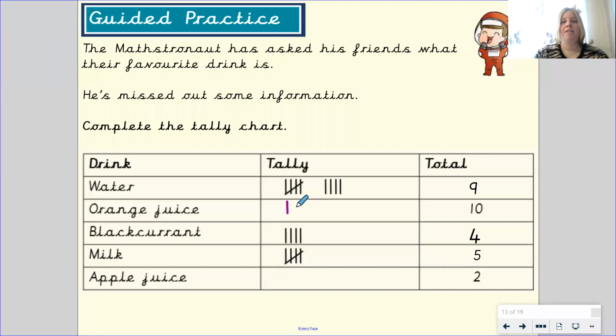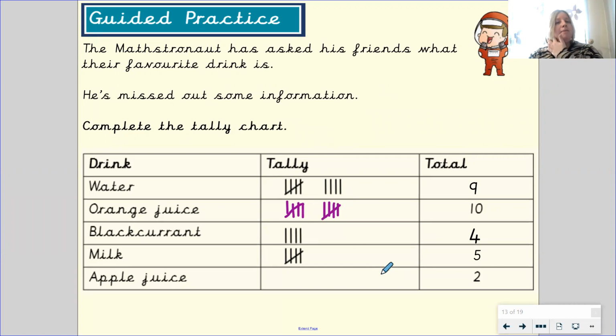So I've drawn 1, 2, 3, 4. And when I get to my 5, I need to go through. So I've drawn 5. I need to draw 5 more to make 10. Count with me. 1, 2, 3, 4. And now I draw through to make the 5.